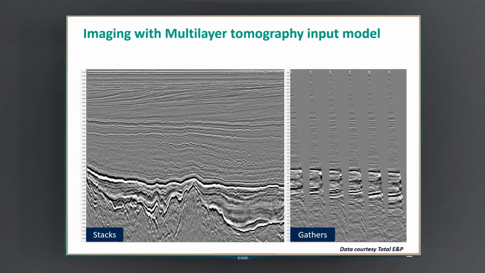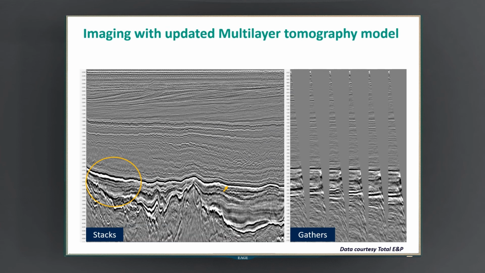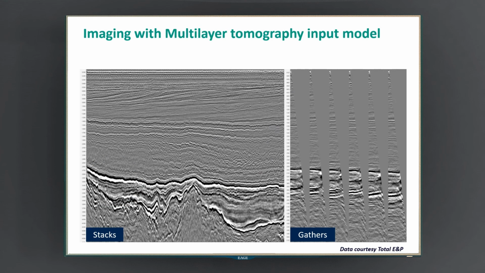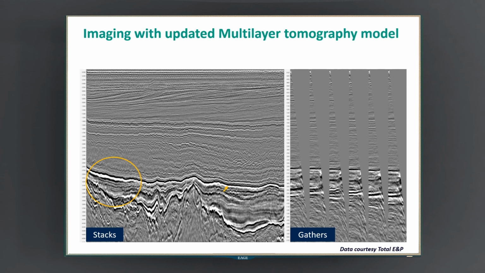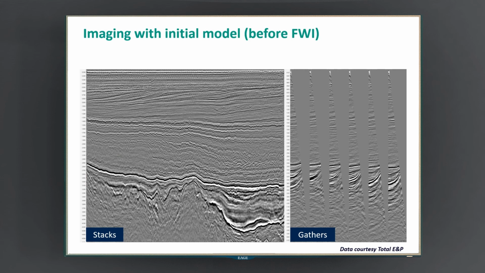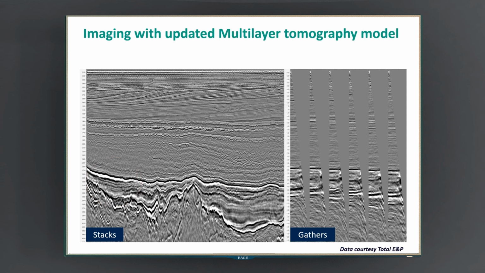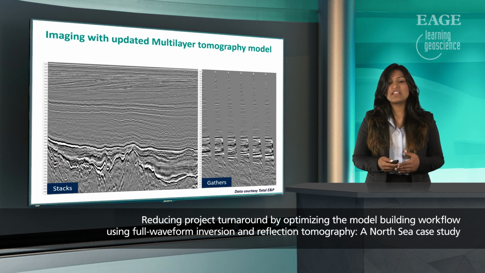Looking at the stacks and gathers, I've again highlighted some areas for you to focus on. And with the multi-layer tomographic update, you can see that the events look more focused, sharper, and continuous, and the gathers are looking much flatter. I'll flip again, before, after. And let's compare it with what we actually started with. And you can see this is the data set with our initial model, and this is with the velocity update with full waveform inversion and multi-layer tomography. And it's quite evident that there's a significant improvement in the imaging here.